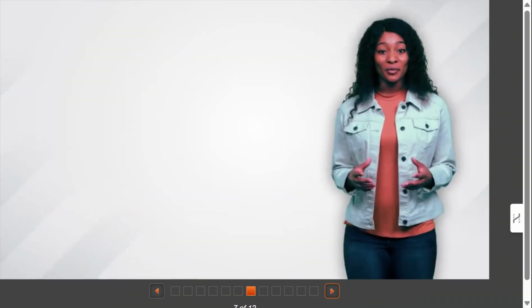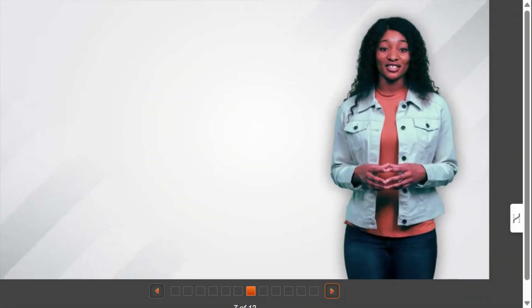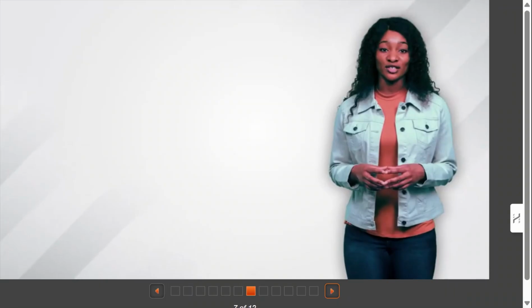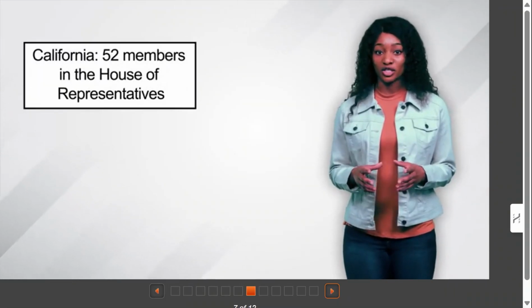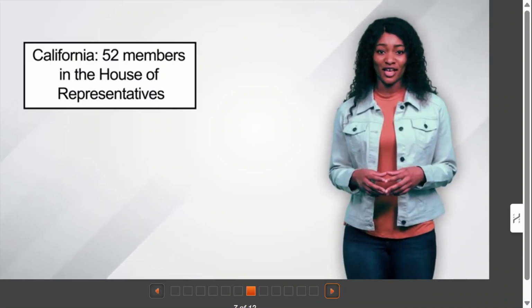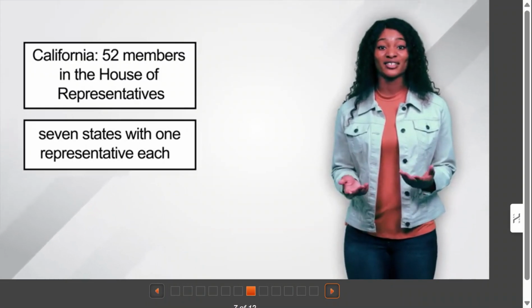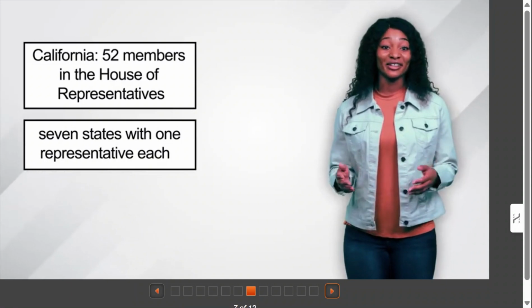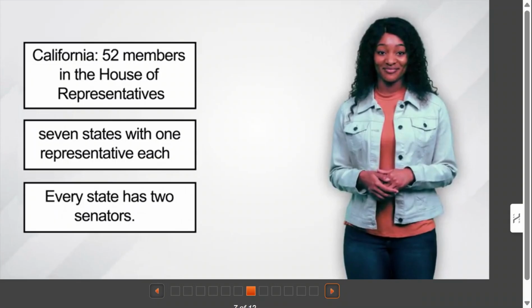Today, the Great Compromise is still in place. The United States uses data from the census to determine representation. The latest census took place in 2020. Based on that data, California, which is the state with the largest population, has 52 members in the House of Representatives. There are 7 states with only 1 member: Alaska, Wyoming, Montana, North Dakota, South Dakota, Vermont, and Delaware. And every state still has 2 senators.